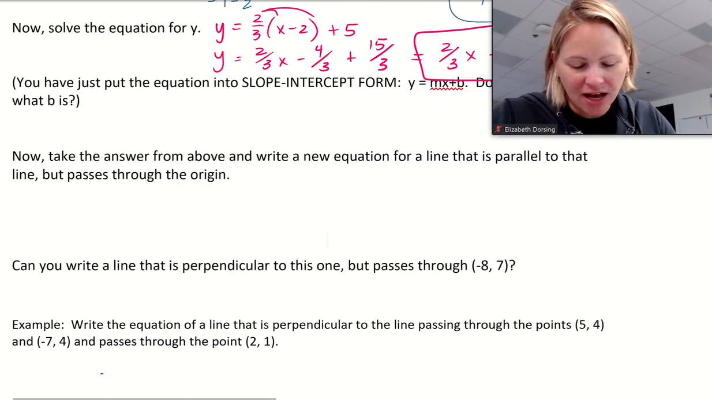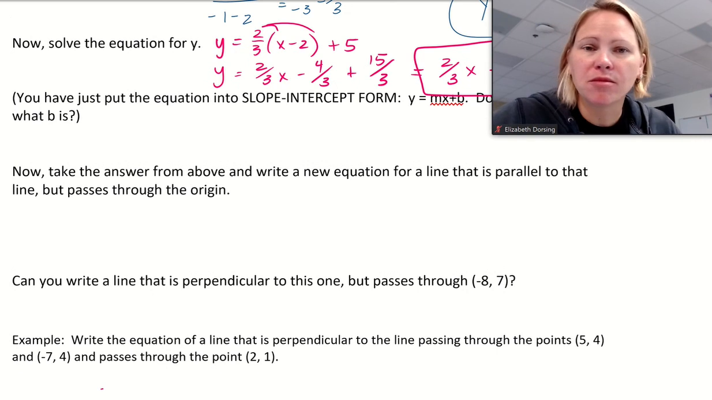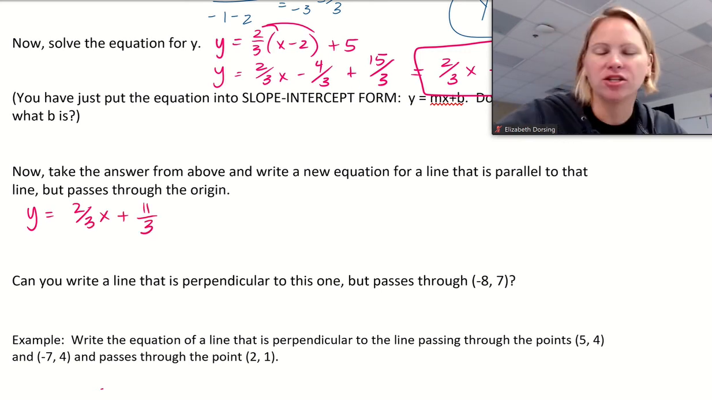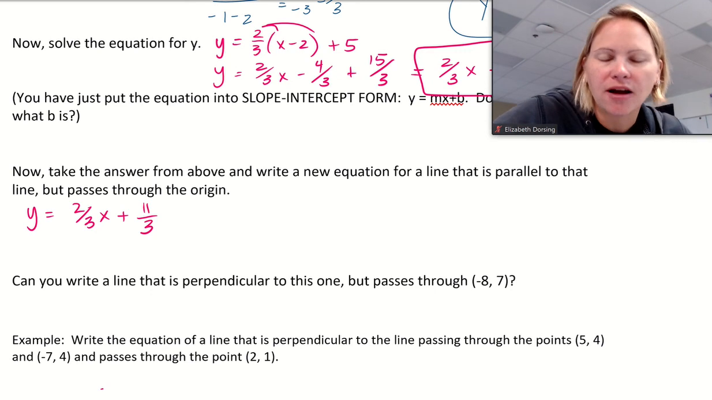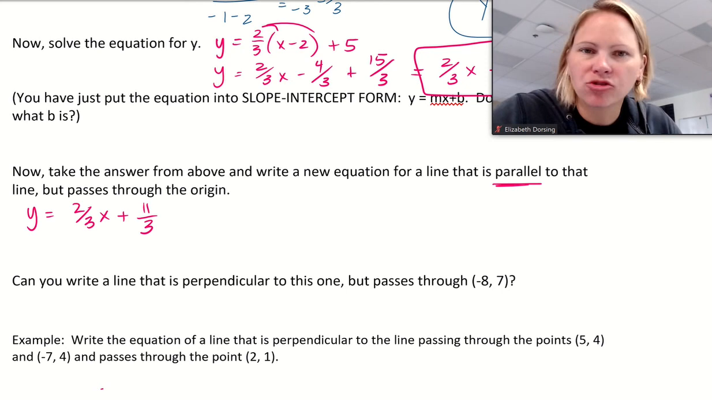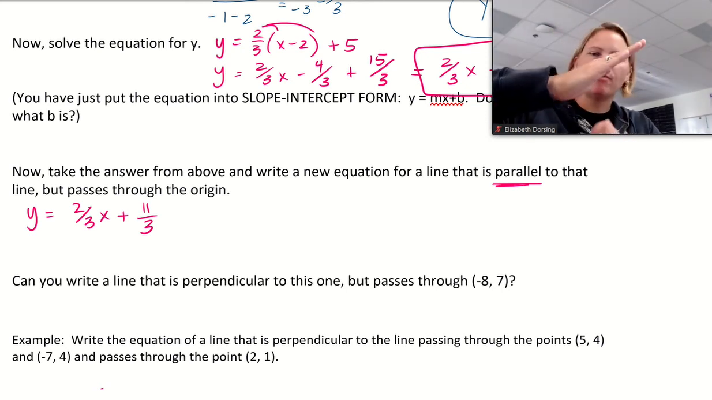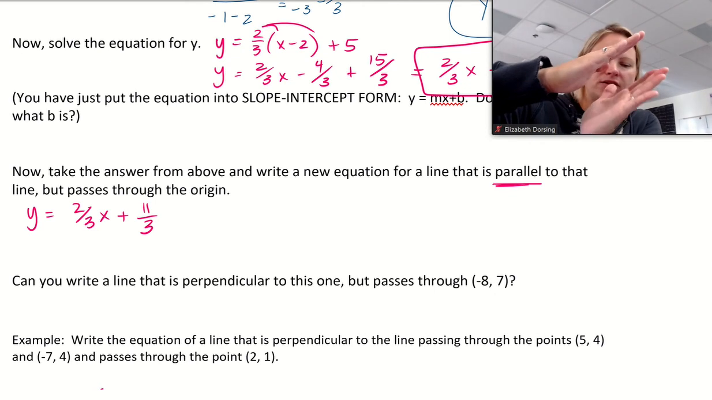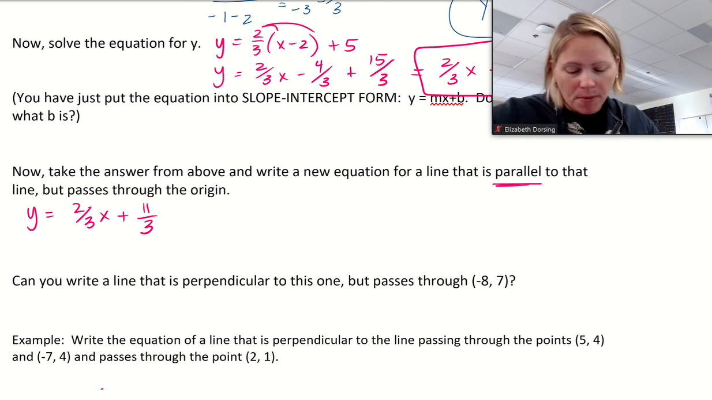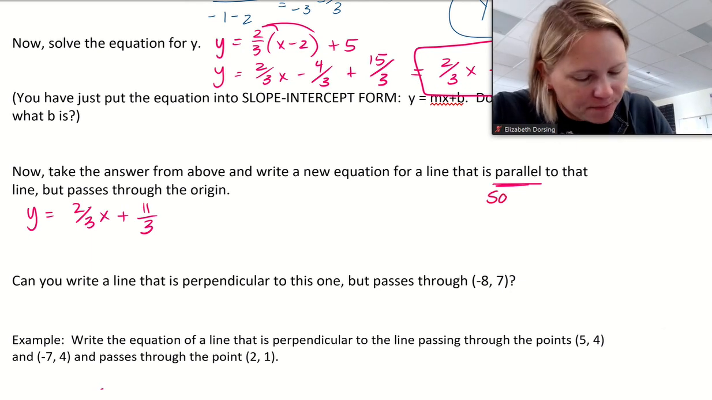So now we're going to move on, and we're going to talk a little bit about other kinds of lines. So this equation that we just got, y equals 2/3 x plus 11/3, that's the answer I just got. I want to write a new equation for a line that is parallel to this one. So let's review some interesting things about parallel lines. Remember the slope describes the slantiness, and so two parallel lines have the same slantiness. And so what's going to happen is they're going to have the same slope. So parallel lines have the same slope.